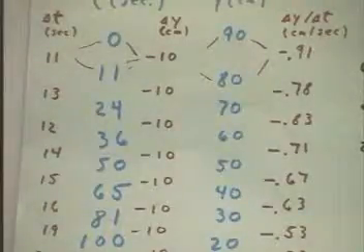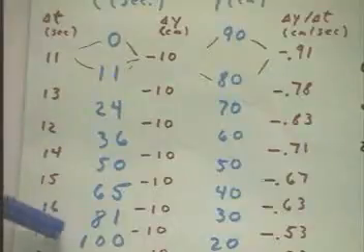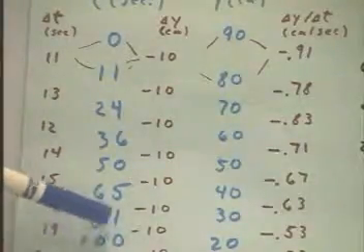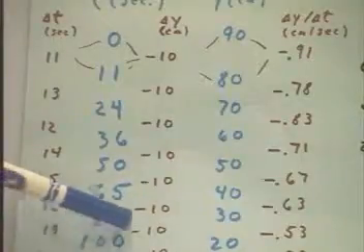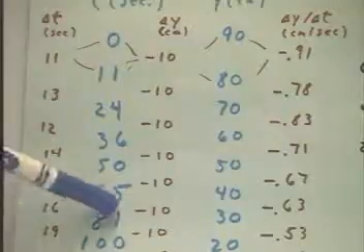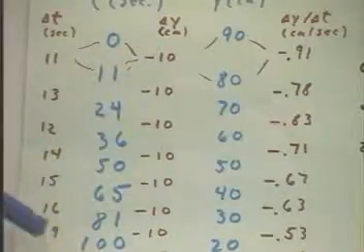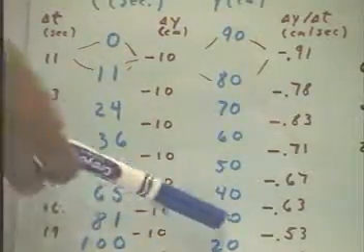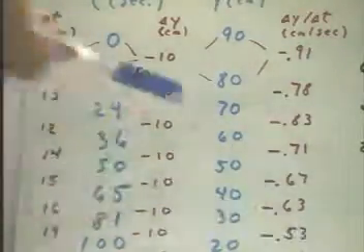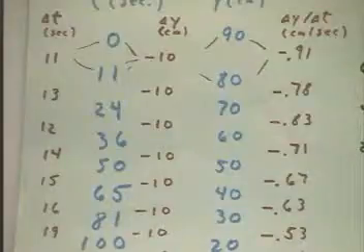If we look at the specific rate calculation between, let's say, this point and this point, the 81 seconds at 30 centimeters, 100 seconds at 20 centimeters, we see that there's a 19-second difference and a negative 10 centimeter difference, of course, giving us an average rate of negative 0.53 centimeters per second.